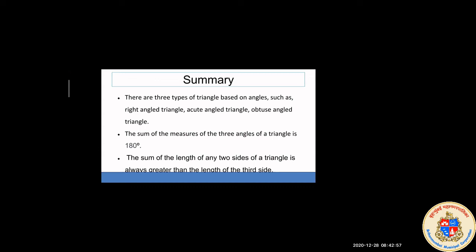The sum of the measure of three angles of a triangle is 180 degrees, that we have seen in property 1. The sum of the measure of all three, sum means addition. When I am adding all the three angles of a triangle, it is giving me 180 degrees. The sum of the length of any two sides of a triangle is always greater than the length of the third side. This was the summary.